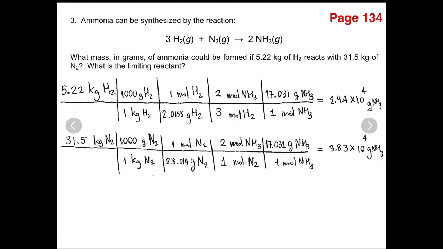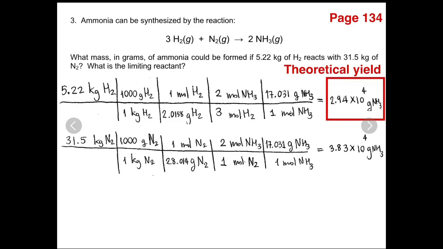Looking at this, we see that if you have 5.5 kilograms of hydrogen, you can make 2.94 times 10 to the 4th grams of ammonia. If you have 31.5 kilograms of nitrogen gas, it can make 3.83 times 10 to the 4th grams of ammonia. So what should be the mass of ammonia that could be formed exactly? The answer would be this amount, so only 2.94 times 10 to the 4th grams can be formed.